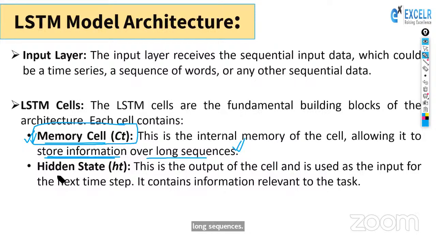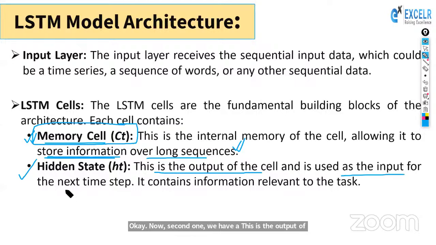Now, second, we have the hidden state. This is the output of the cell. It is used as an input for the next time step, just like the hidden node we have discussed. It will contain some relevant information.